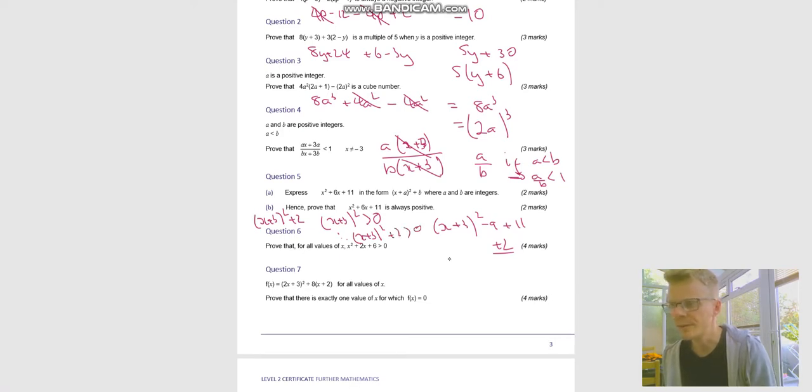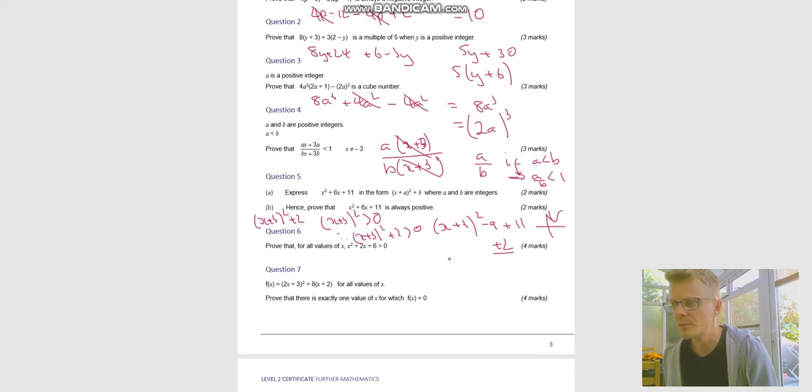therefore it's always positive. Graphically, if this was y equals, this would mean that the turning point is above the x-axis. Okay, so you'd sneak a little sketch in, something like that. No solutions, and also another important point from that. So prove that for all values this is greater than 0, so it just follows on.